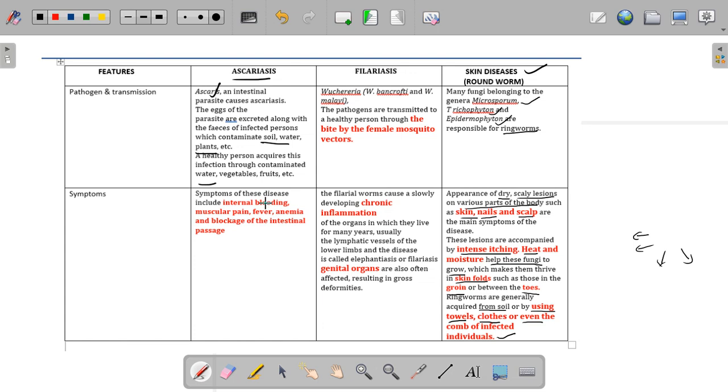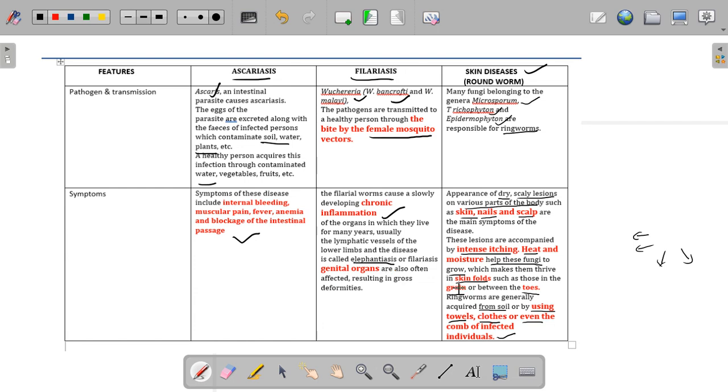These are some of the symptoms. Filariasis is caused by Wuchereria bancrofti and Wuchereria malayi, where again the mosquito is the vector which transmits it, and it causes chronic inflammation of the lymph nodes or lymph vessels, and swelling. That's the reason it is called elephantiasis. Even genital organs also get infected.